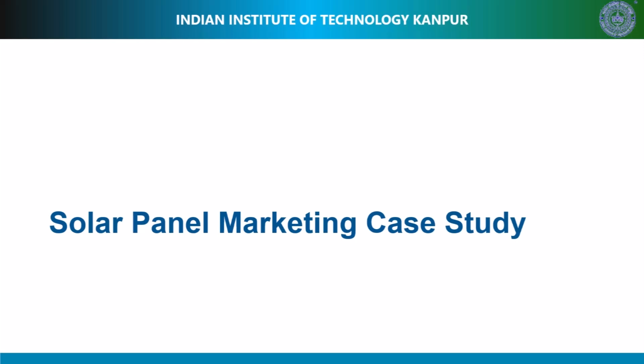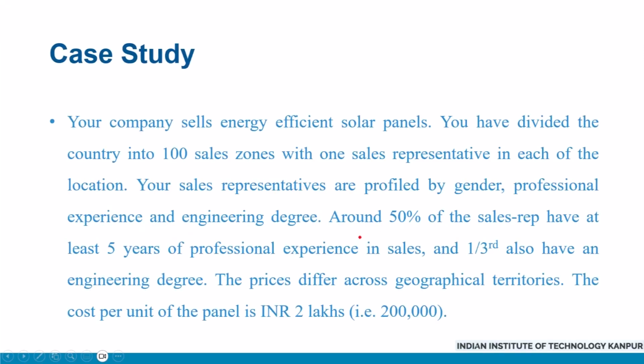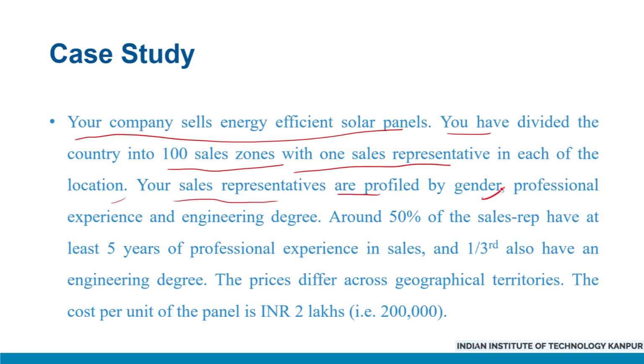In this video, we'll introduce our solar panel marketing case study. Your company sells energy efficient solar panels. You have divided the country into 100 sales zones with codes and one sales representative in each of the locations. So you have sales reps in each of the locations, and your sales representatives are profiled by gender, professional experience, engineering degree. We have these variable descriptions shortly coming.